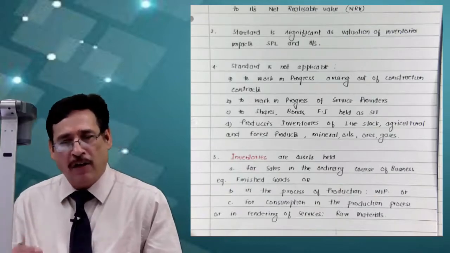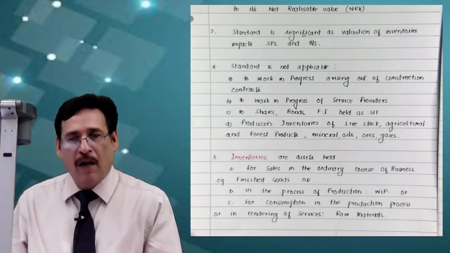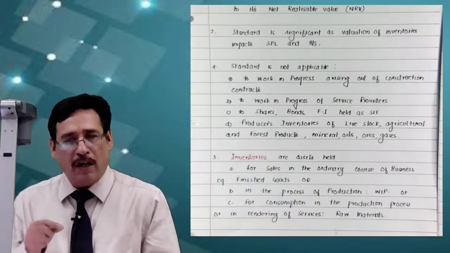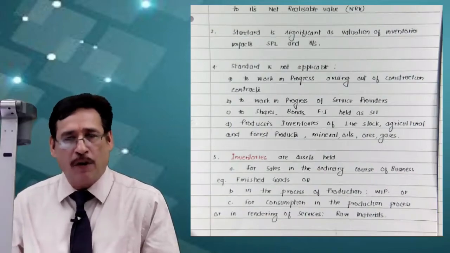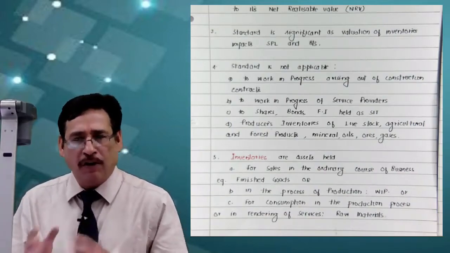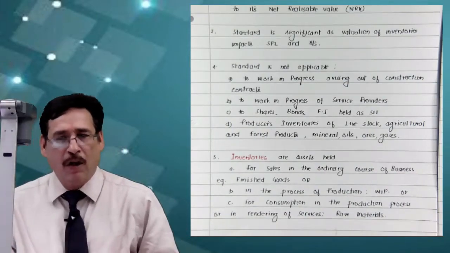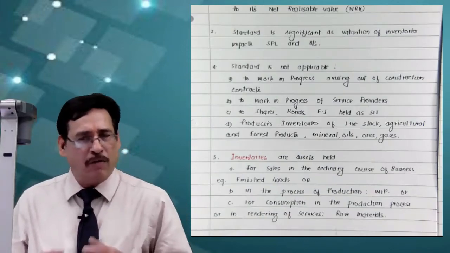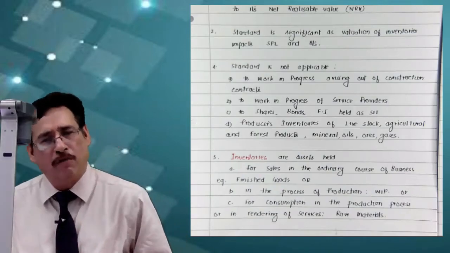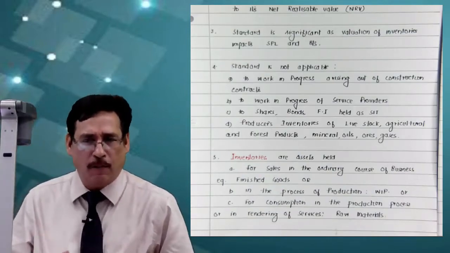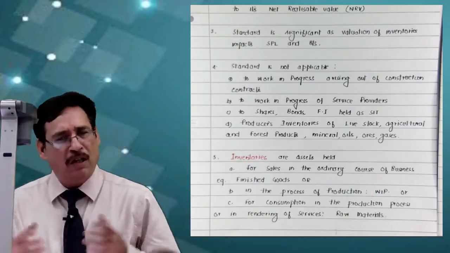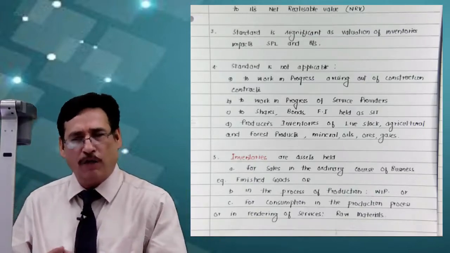Correct? So inventories are assets held by an enterprise either for sale, or which are in the process of production, that is work in progress, or which are meant for consumption in the production process. For example, we have kept raw material with us. We know that during the production process, this raw material will be consumed. Not only in the production process, but also in the rendering of services, these things will get consumed. Even these are inventories.